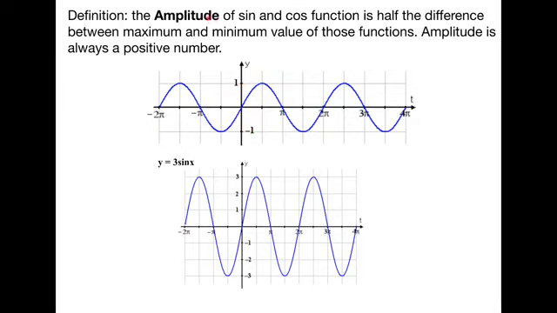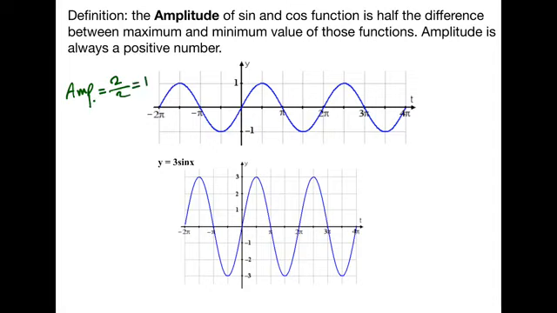So what you see here is that amplitude is half the difference between maximum and minimum. So from negative 1 to 1 is like 2 units, right? And half of that is 1. So that's what we say, the amplitude of the sine function is equal to 1. Amplitude is equal to, so the difference is 2, but we divide it by 2 because it says half the difference. So it's 2 over 2, which is 1.